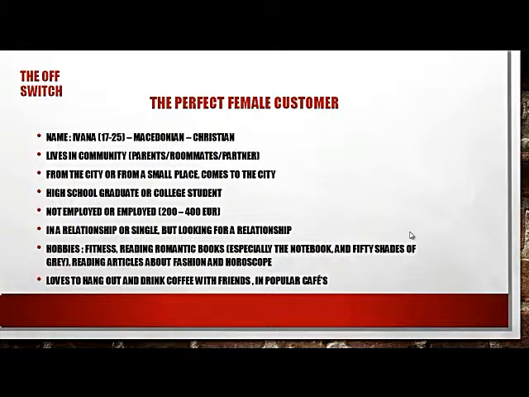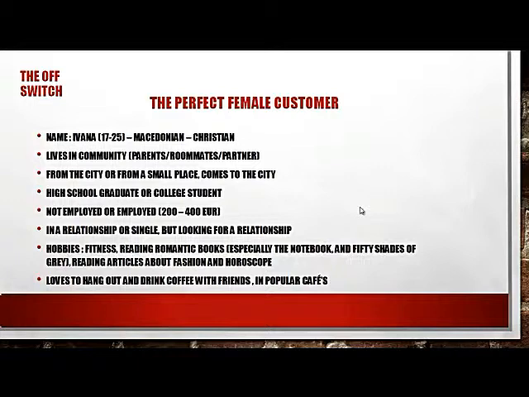At the beginning, I tried to search for a female perfect customer because the females are sharing every information, what they're doing, where they go, and so on and so on. So my perfect female customer, her name is Ivana. She's between 17 and 25 years old, Macedonian, Christian, lives in a community with her parents, roommates or partner.